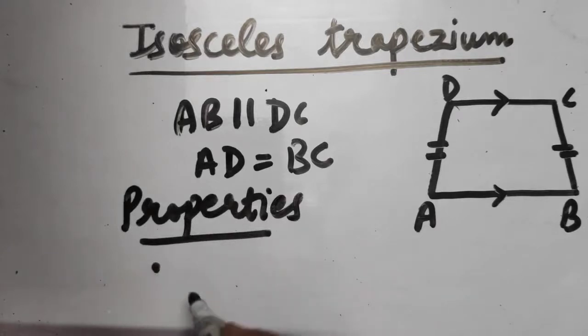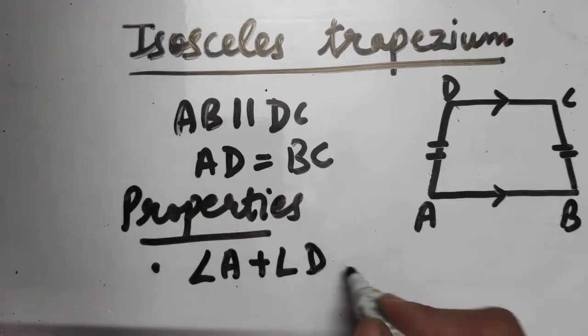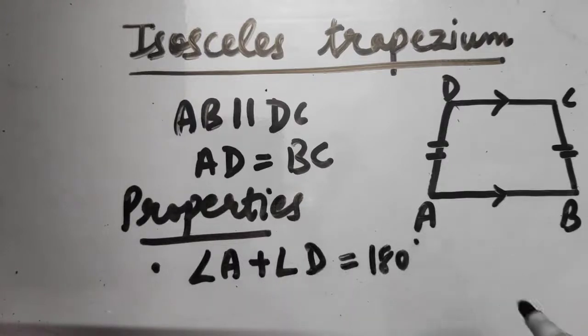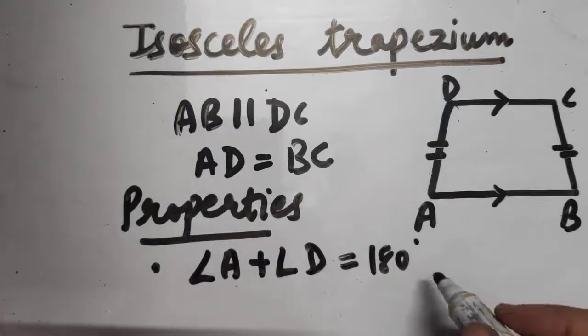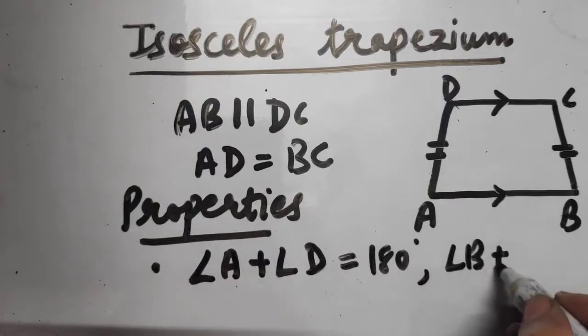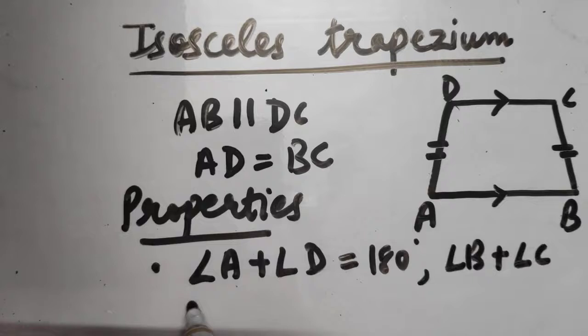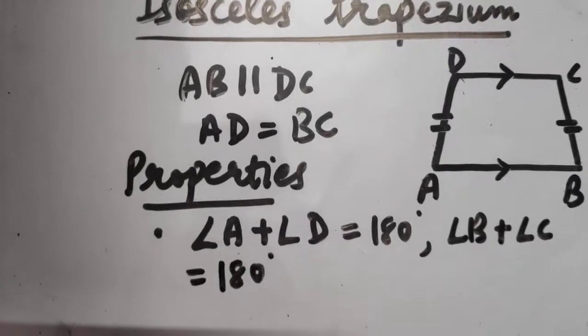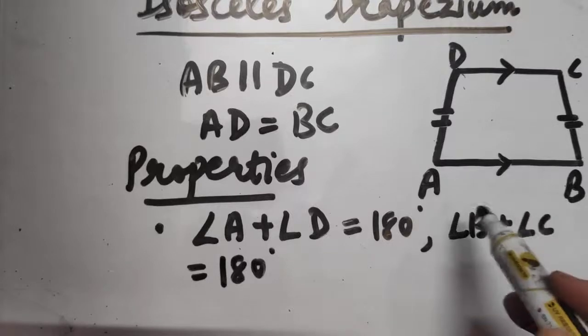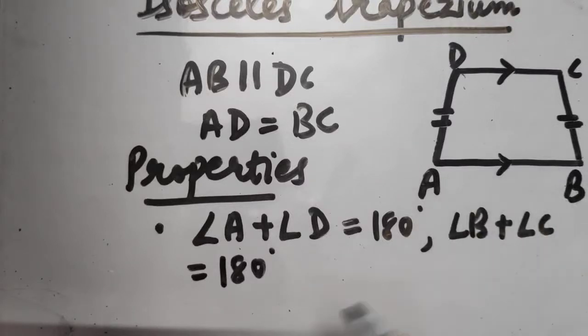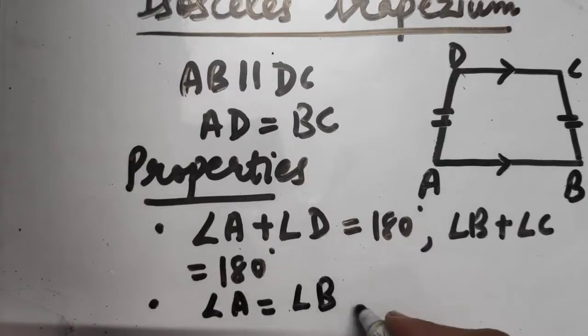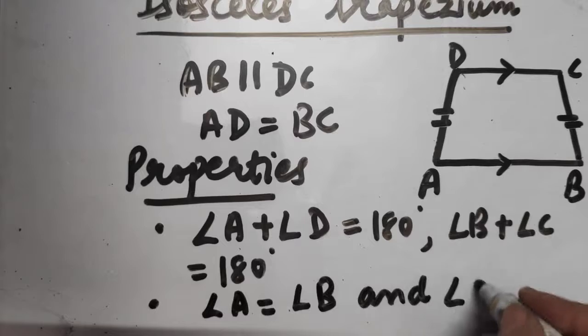The very first property is angle A plus angle D is equal to 180 degrees, as it was the property of trapezium also, and angle B plus angle C is equal to 180 degrees. The second property is angles on the same base are equal. It means angle A is equal to angle B and angle C is equal to angle D.